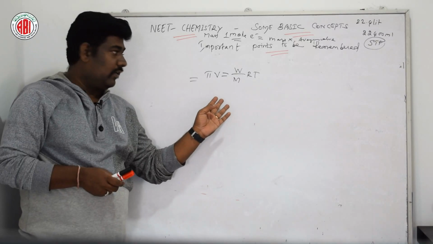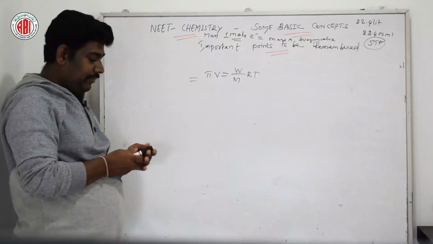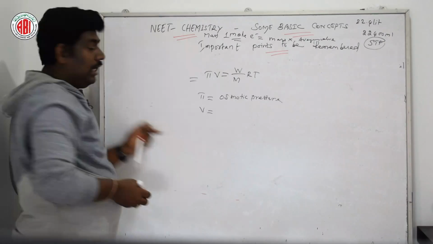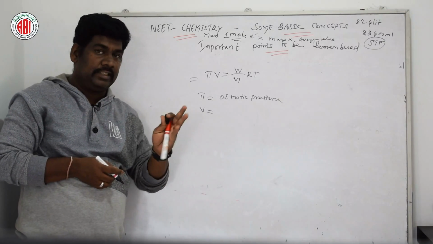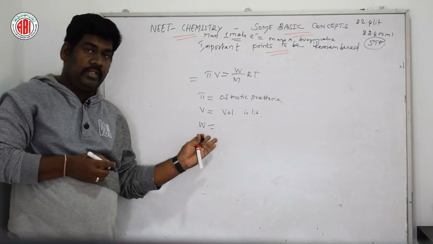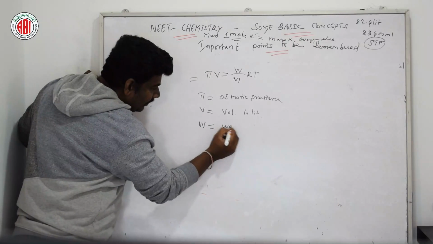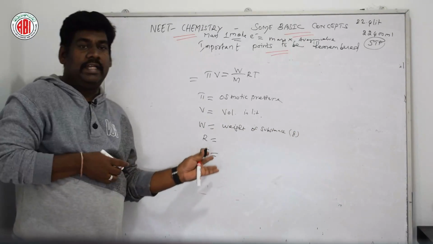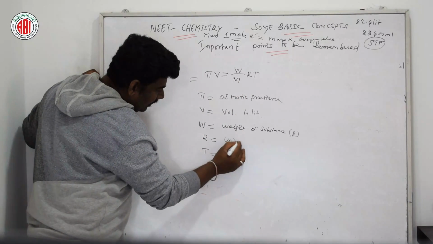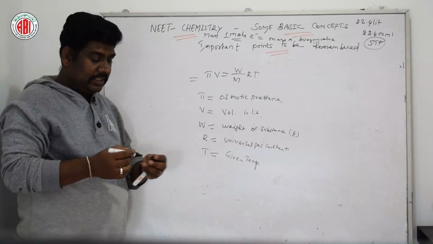And here is one more formula, that is pi V is equal to W by M RT. Here pi is the osmotic pressure in atmosphere, and V stands for volume, expressed in liter. W stands for the weight of the given substance, written in gram. R is the universal gas constant, and T stands for the given temperature. So these are the expressions from this formula.